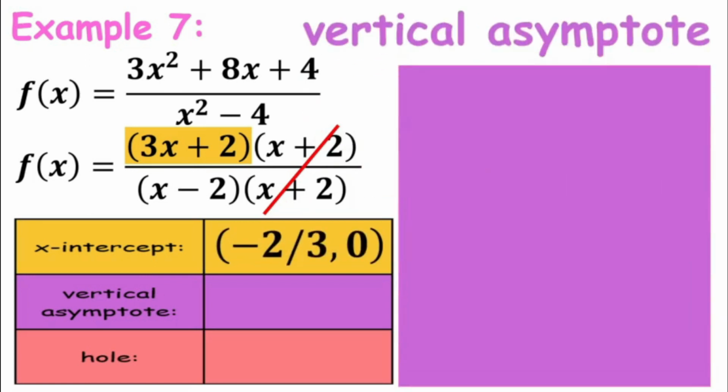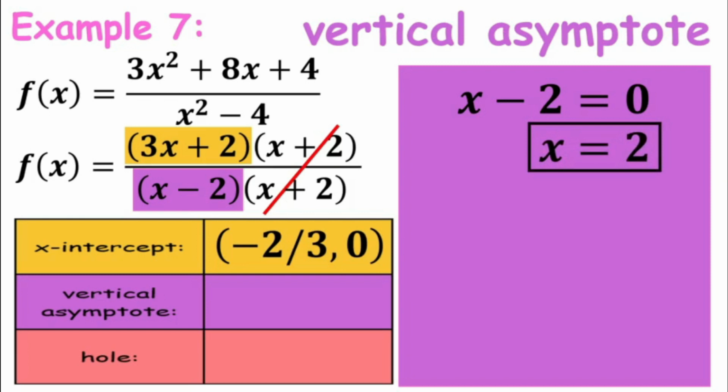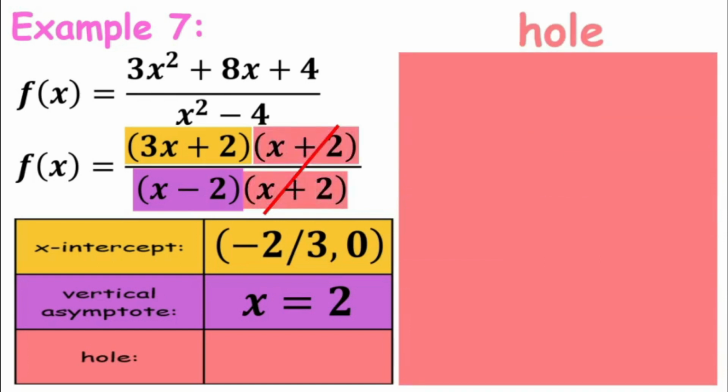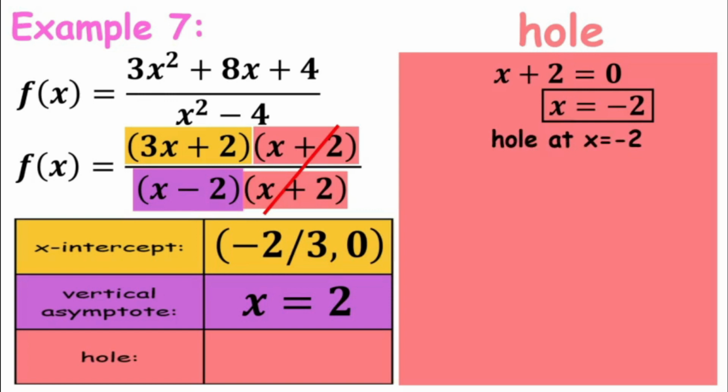For the vertical asymptote, we have x minus 2 is equal to 0. Transpose negative 2, we have x is equal to 2. The vertical asymptote is x is equal to 2. For the whole, we have x plus 2 is equal to 0. Transpose positive 2, we have x is equal to negative 2. This means that the graph of the rational function has a whole at x is equal to negative 2.